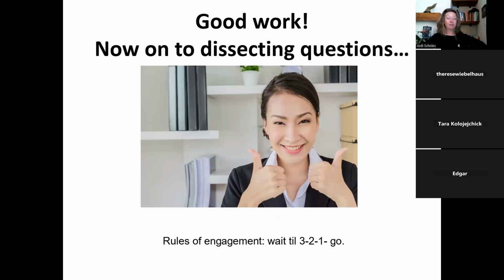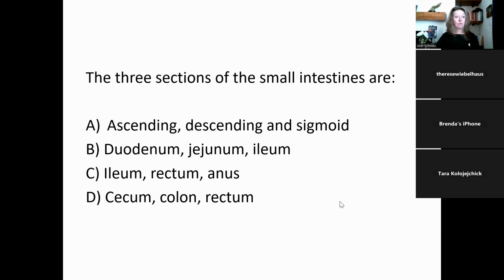All right. Are you ready to dissect some questions? Very good. There are three sections of the small intestines. What are the three sections of the small intestines? A, ascending, descending, and sigmoid. B, duodenum, jejunum, ileum. C, ileum, rectum, anus. D, cecum, colon, rectum.